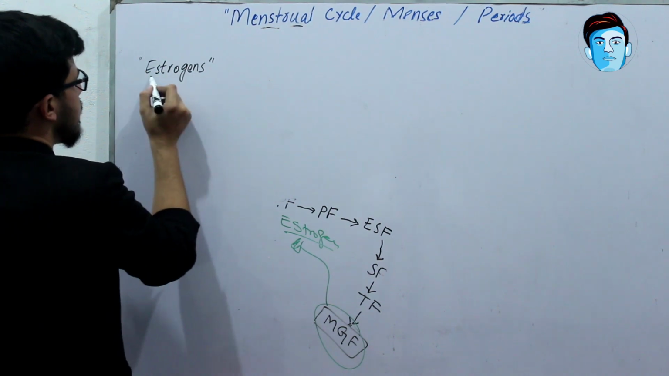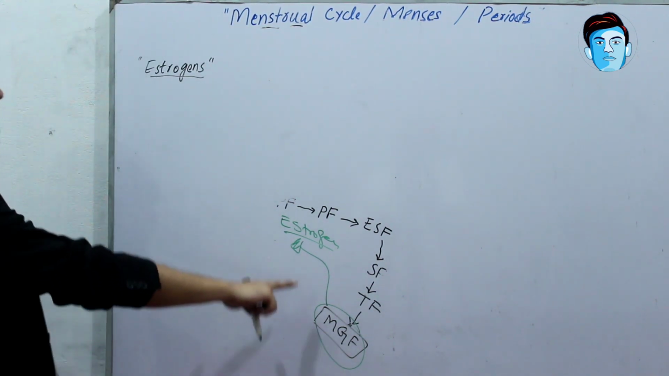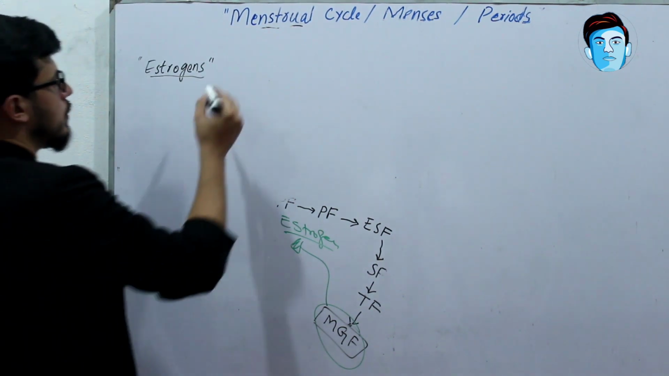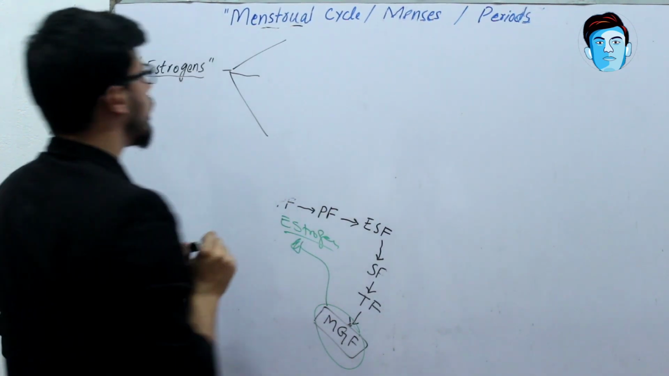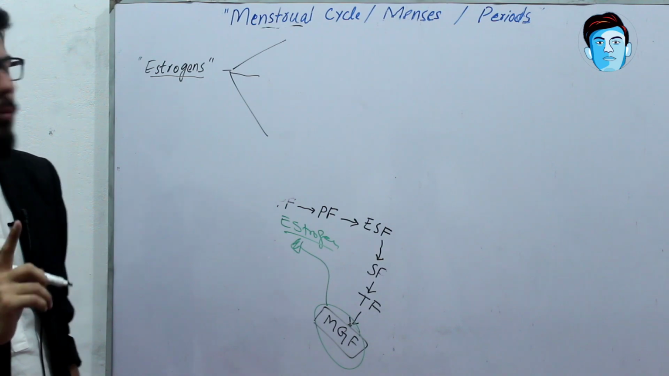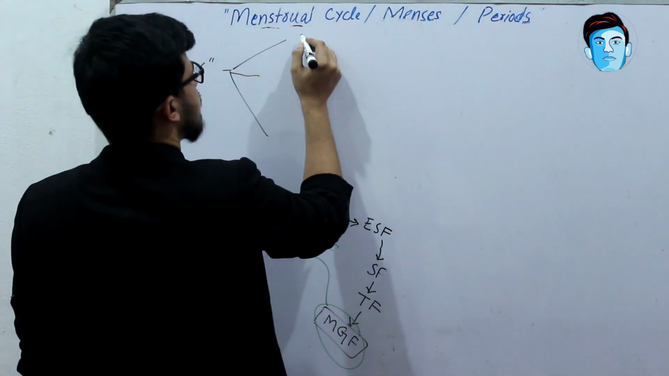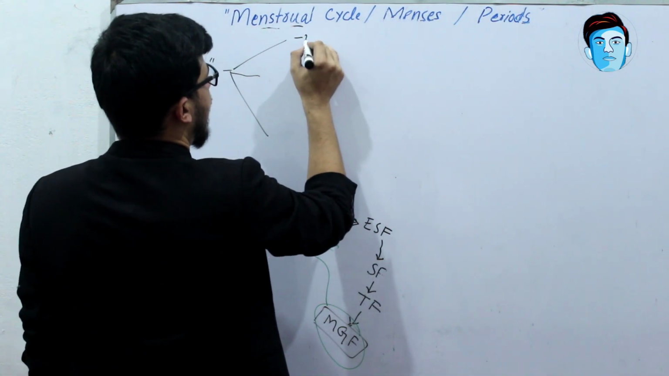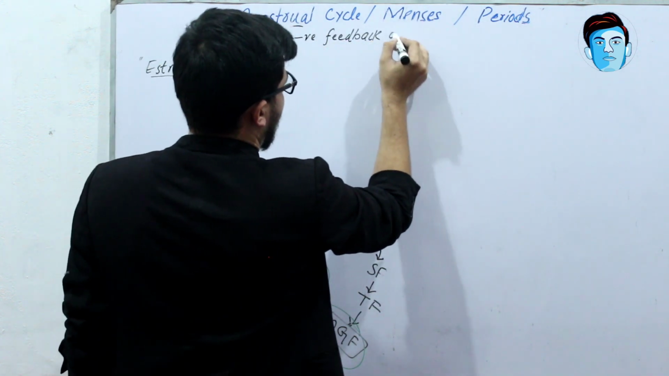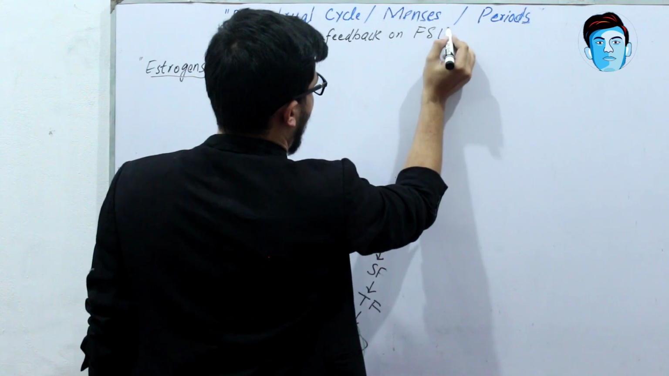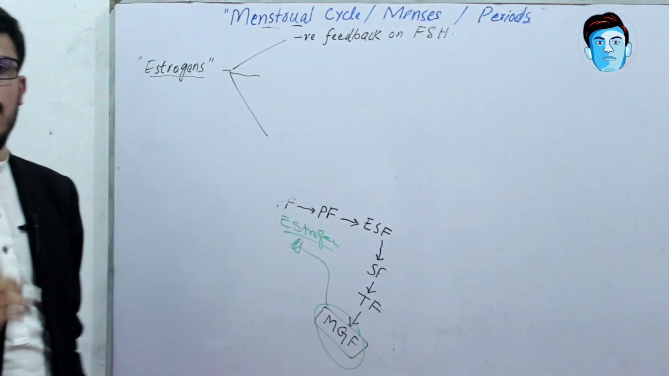The mature Graafian follicle produces the estrogen. Now this estrogen plays a very important role. And what are the main functions of estrogen? One of the most important functions of estrogen is that it has a negative feedback on FSH, that is follicle stimulating hormone.